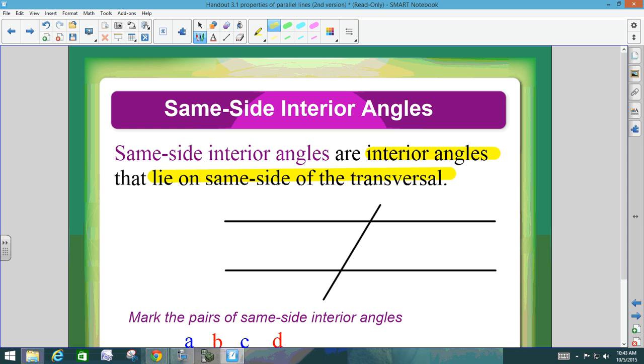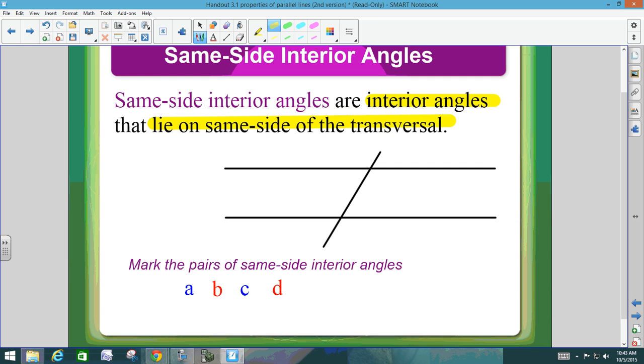Same side interior angles. Interior, inside. So they have to be between the 2 lines. Same side means now they're going to be on the same side of the transversal. So if T, my transversal, I'm going to put A on the right side of it, then C has to be on the right side of it because they're on the same side. Interior means they have to stay between the 2 lines. So angle A and angle C, that's a pair of same side interior angles. If B is adjacent to C, then D is going to be adjacent to A so that they're same side interior. Same side of the transversal, inside of the 2 lines.